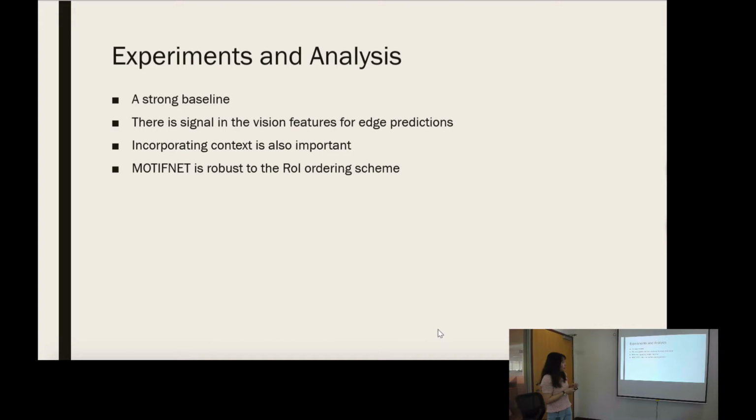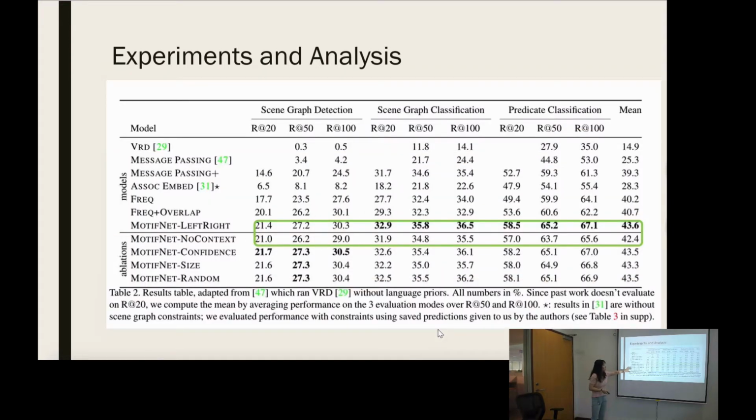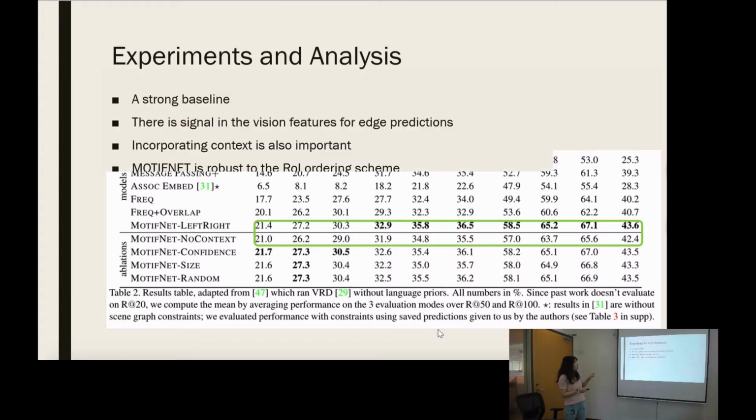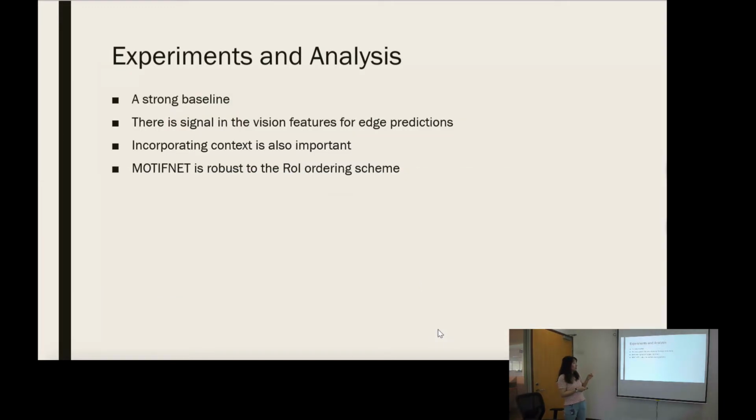So here, the results show the baseline is strong. So this is a new strong baseline. Then there is a signal in the vision feature for the edge prediction. Then incorporating the context is also important. And for the last, this is talking about how we order the bounding box information. Actually the results seem quite the same. The difference is small. So that suggests the motif net is robust to the ordering.